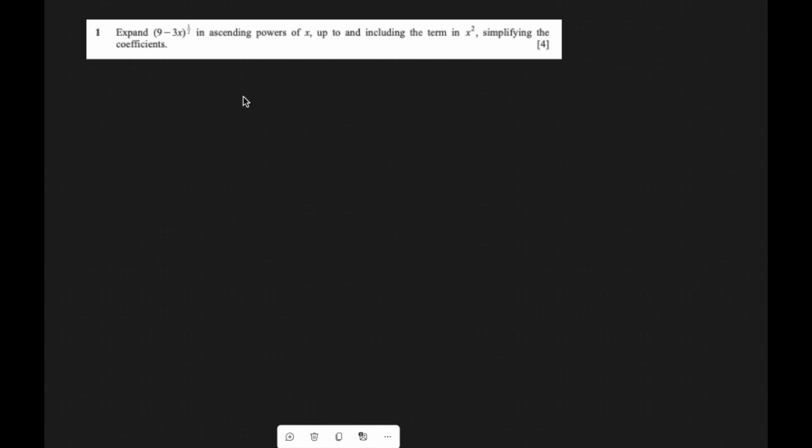Let's get started with question number 1. They're asking us to expand this binomial up to x square, simplifying the coefficients. That's it. And it's worth 4 marks, which is quite a steal.